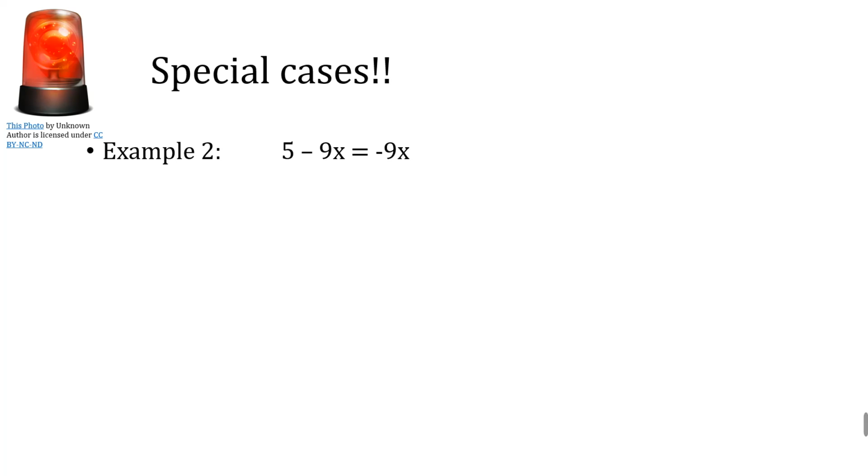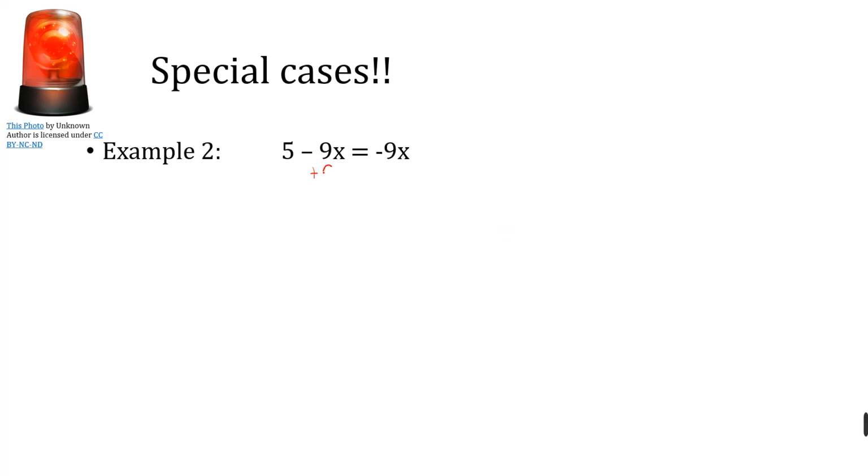So here we're going to do some special cases. You really need to know these. These are important and they don't go away. So as we do more algebra and it gets more complicated, we'll still have these special cases. Example 2, we have 5 minus 9x equals negative 9x.